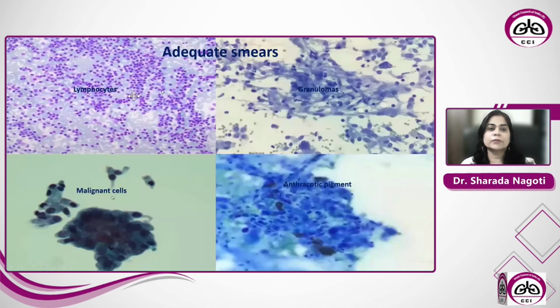So these are some of the adequate smears. This is from a lymph node. We can see that the lymphocytes are more than 40 per high power field, hence it's an adequate smear. Here the smear is showing granulomas, here it is showing adenocarcinoma, here it is showing anthracotic pigment-laden macrophages. So these are all adequate smears.